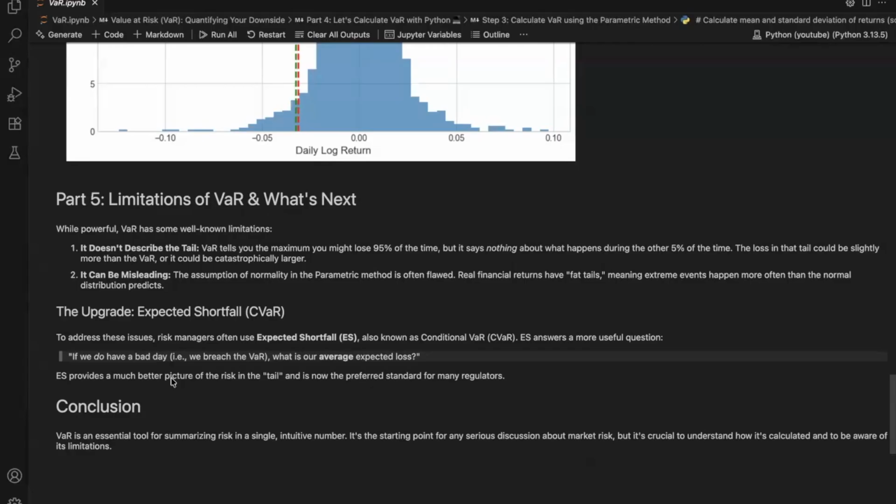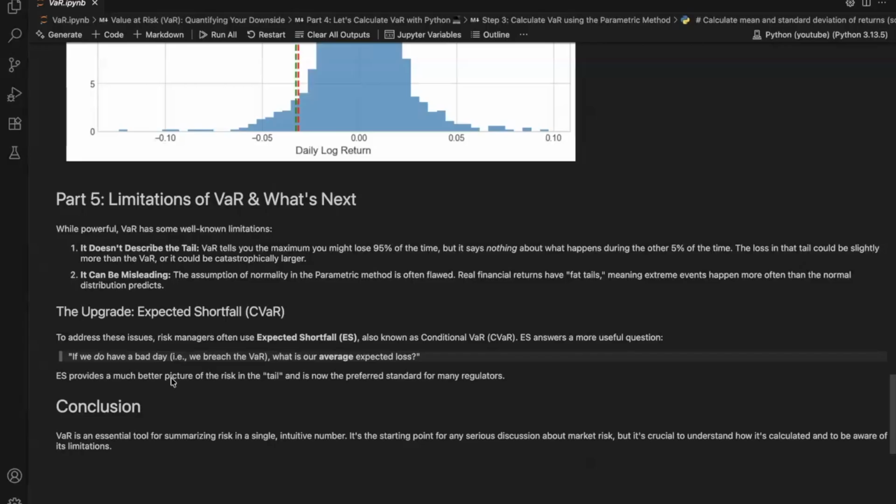So, what's the upgrade? Many risk managers now prefer expected shortfall, or ES, also known as the conditional VaR. ES answers a more robust question: If we do have a bad day, what is our average expected loss? Expected shortfall looks into the 5% tail and gives you an average loss value, which is much more informative for true worst case scenario planning. It's now the preferred standard for many regulators because it gives a more complete picture of tail risk.